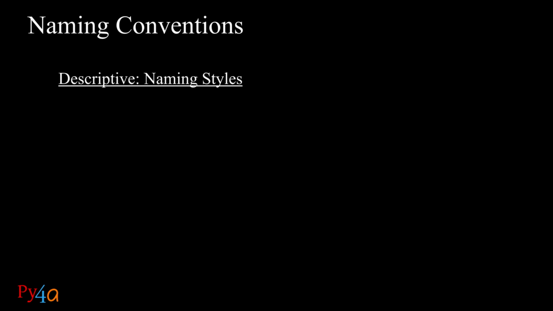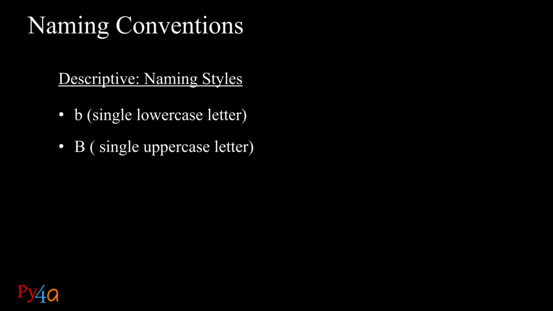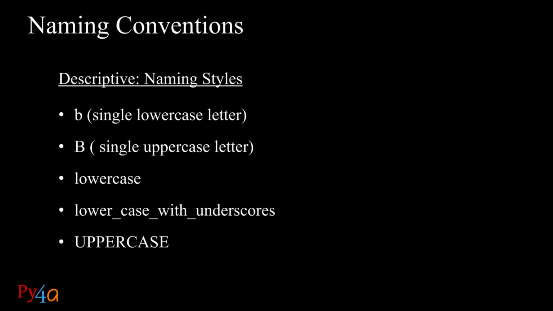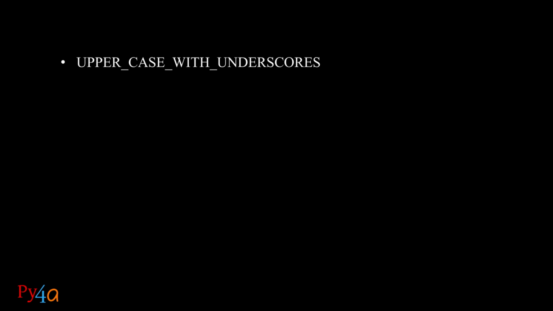Naming conventions. Here we'll look at descriptive naming styles. First, b, single lowercase letter. Next, single uppercase letter. Next, lowercase. Next, lowercase with underscores. Next, uppercase. Next, uppercase with underscores. Next, capitalized words, or CapWords, or camel case.